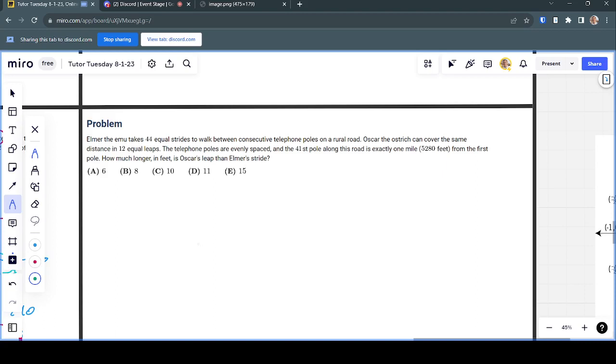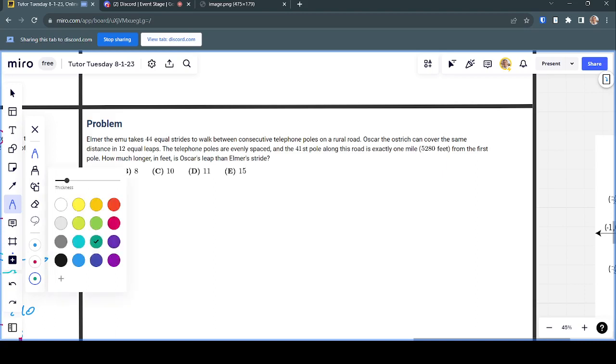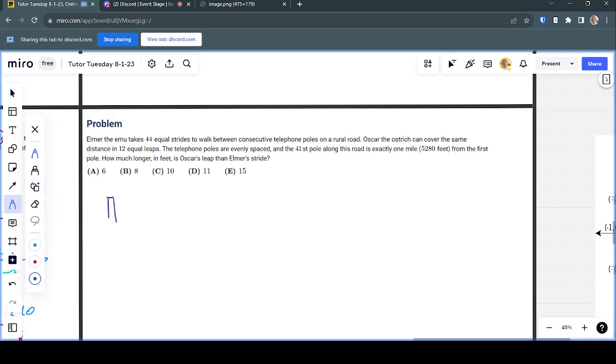It's an interesting problem. So if we have the first, let me draw this out. We have the first telephone pole, we have the second one, third, and so on until we get to the 41st pole. It might help us to first find the gap distance between two consecutive telephone poles.